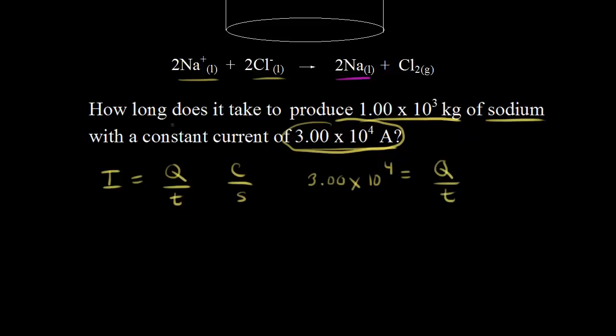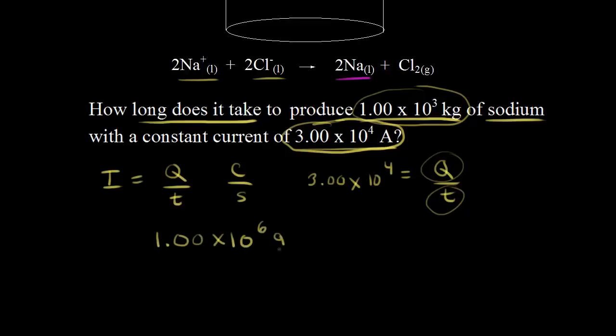We want to know the time, how long it takes to make that much sodium. If we could find the charge, then we could find the time using this equation. So let's find the charge. We can start with the mass of sodium. We're given 1.00 times 10 to the third kilograms, and we need to get that into grams. What is 1.00 times 10 to the third kilograms in grams? It's of course 1.00 times 10 to the sixth grams.